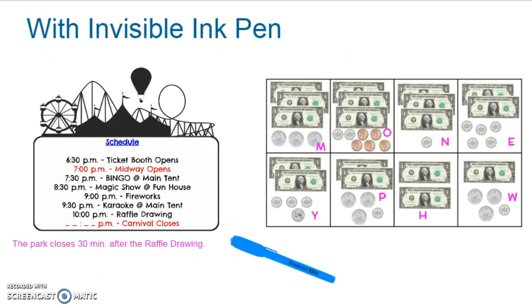With the invisible ink pen, on the 4-digit lock puzzle, you will write "The park closes 30 minutes after the raffle drawing" somewhere on that poster. With the invisible ink pen, you will also need to write in the letters on the word lock clue on the corresponding money cards. It does matter which letter you put on which money card. The M will go here, O, N, E, Y, and then the other 3 letters are false clues, P, H, W.